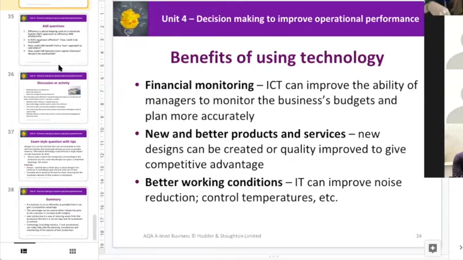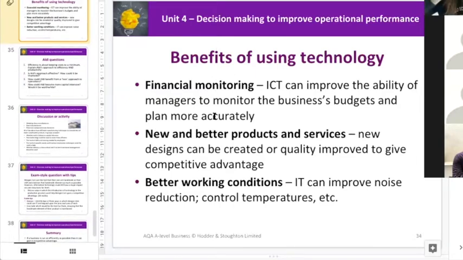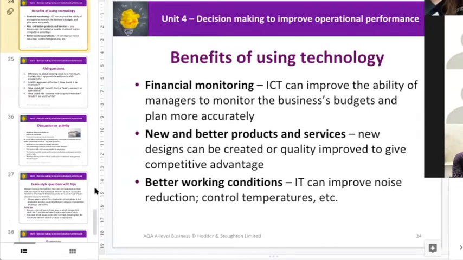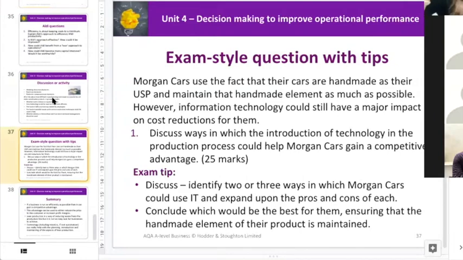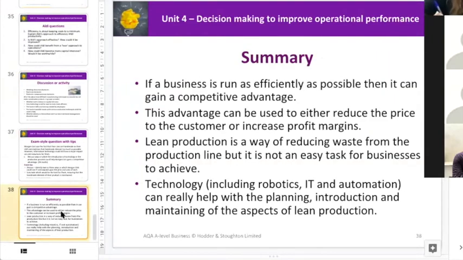Okay, so all the benefits of using technology here. I'm going to skip all the discussion questions and exam style questions. If we have time, we'll go back to it. So a quick summary.